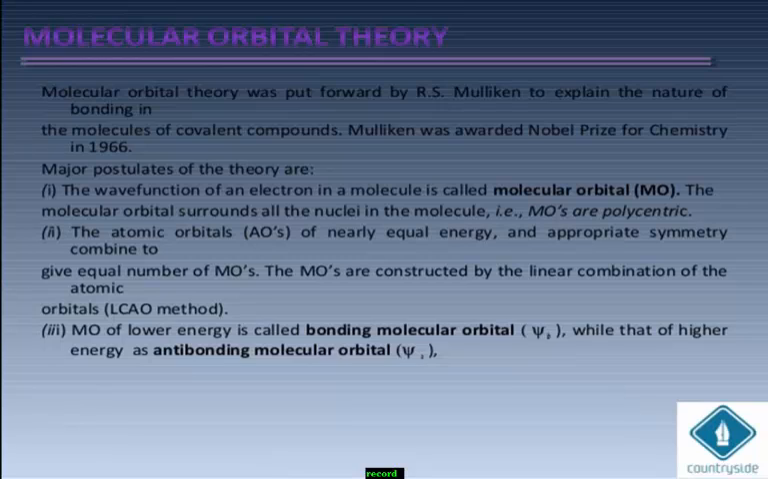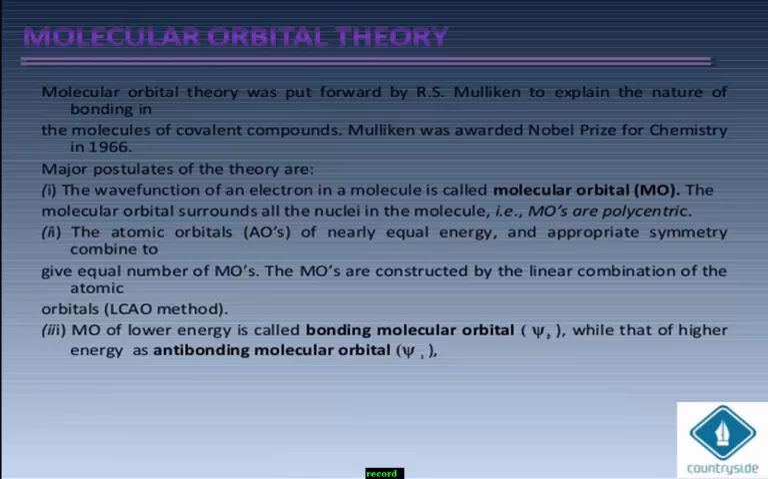Students, next another very important theory, that is molecular orbital theory. What is molecular orbital theory? Molecular orbital theory was proposed by another famous scientist, R.S. Mulliken, to explain the nature of bonding in molecules. This theory was given by scientist Mulliken, who was awarded the Nobel Prize for Chemistry in 1966.